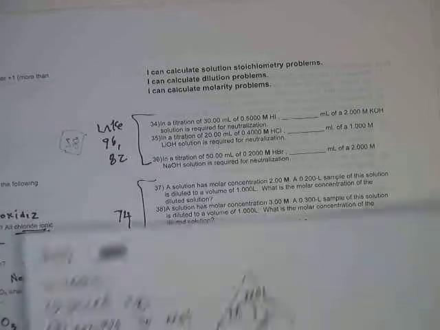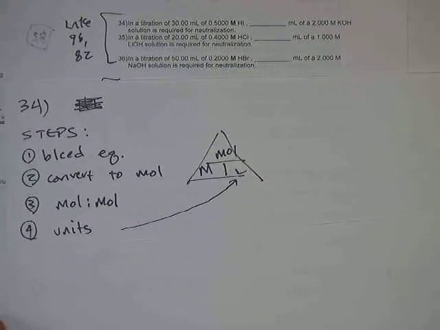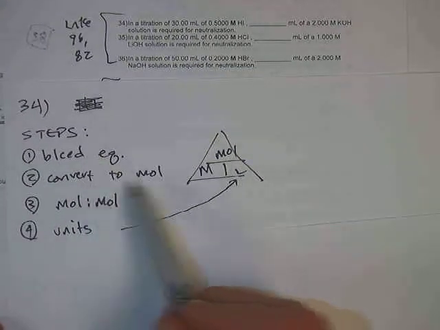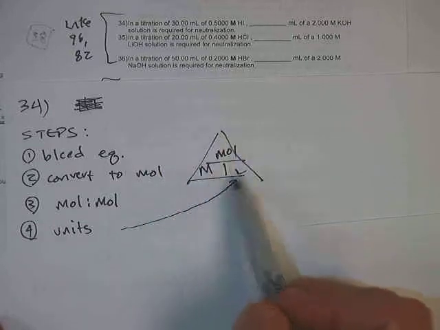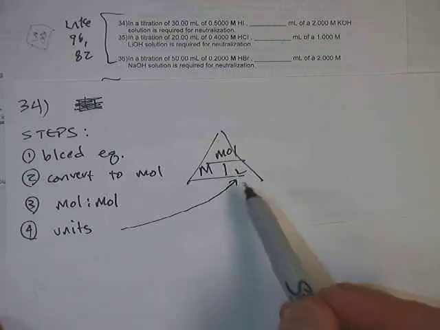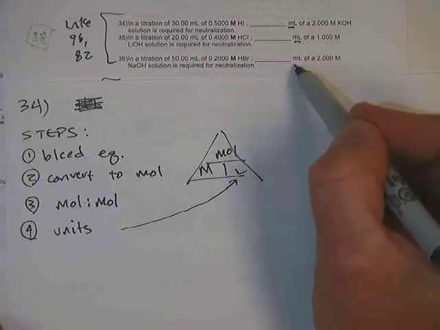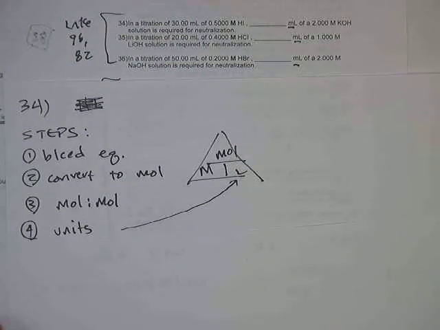Next page, I can calculate stoichiometry problems, dilution problems, and then molarity problems. I have these worked on a separate page that we can take a look at step by step. The first one are titration problems, which are a form of stoichiometry problems. They follow the same 4 steps as all stoichiometry problems.